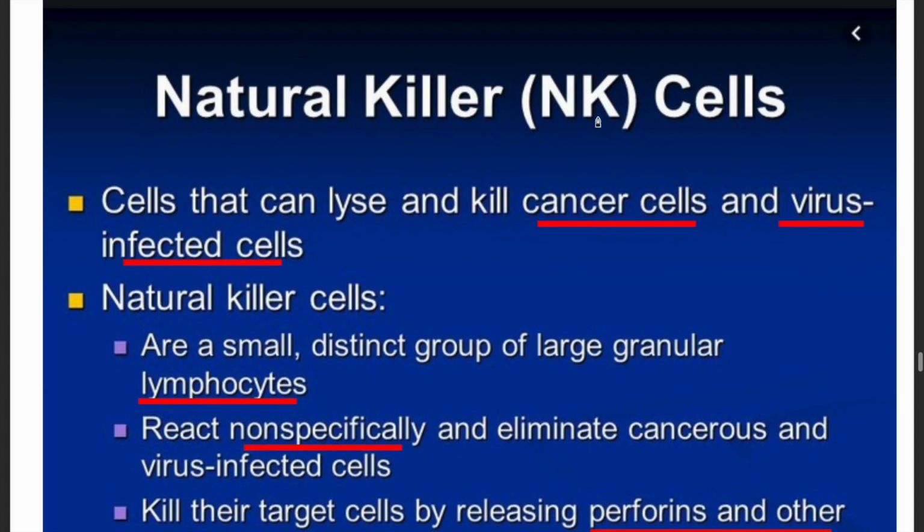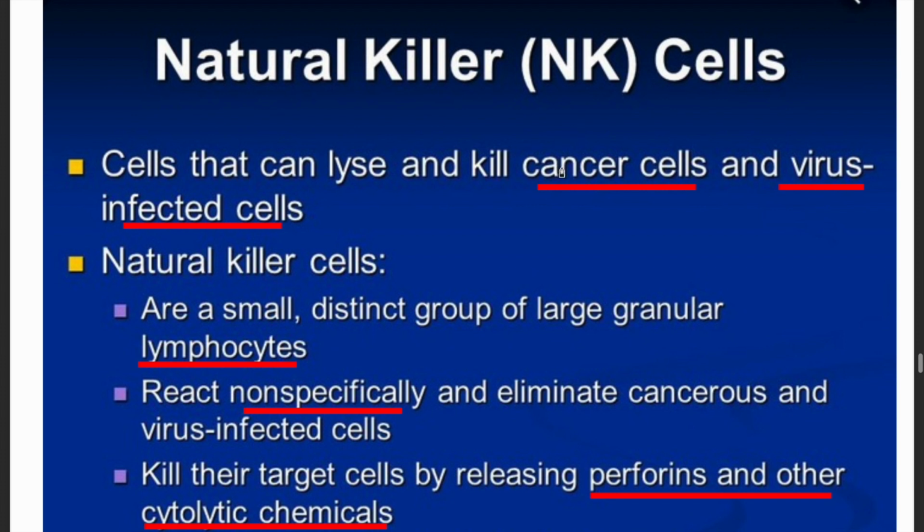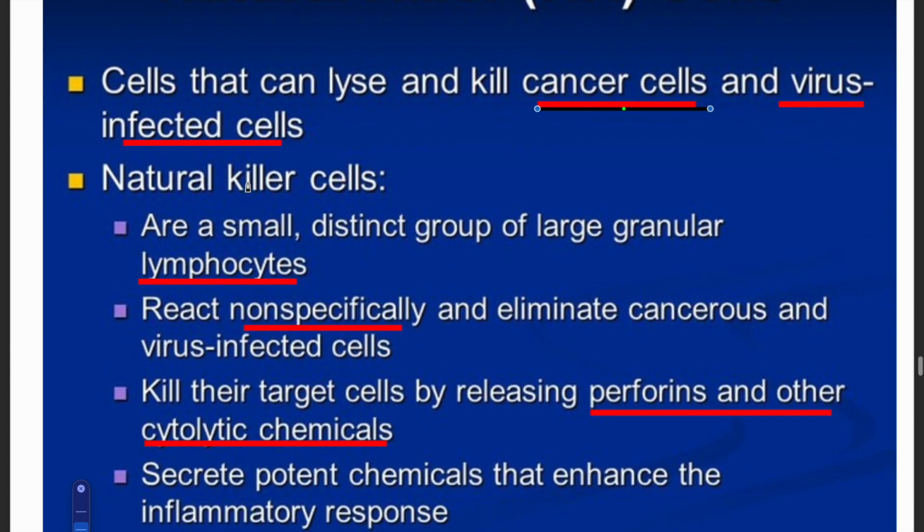Now let's move to natural killer cells. Natural killer cells are specific to two things: cancer cells and virus infected cells. They are a subset of lymphocytes, large granular lymphocytes, but they are part of the innate immunity. It is non-specific. It eliminates cancers and virus infected cells. It is specific to these two, but not to a particular virus, like COVID-19 for example. It is specific to viruses but not to which type of virus. The killing mechanism is like the cytotoxic T cells, using perforins and other cytolytic chemicals and so on.